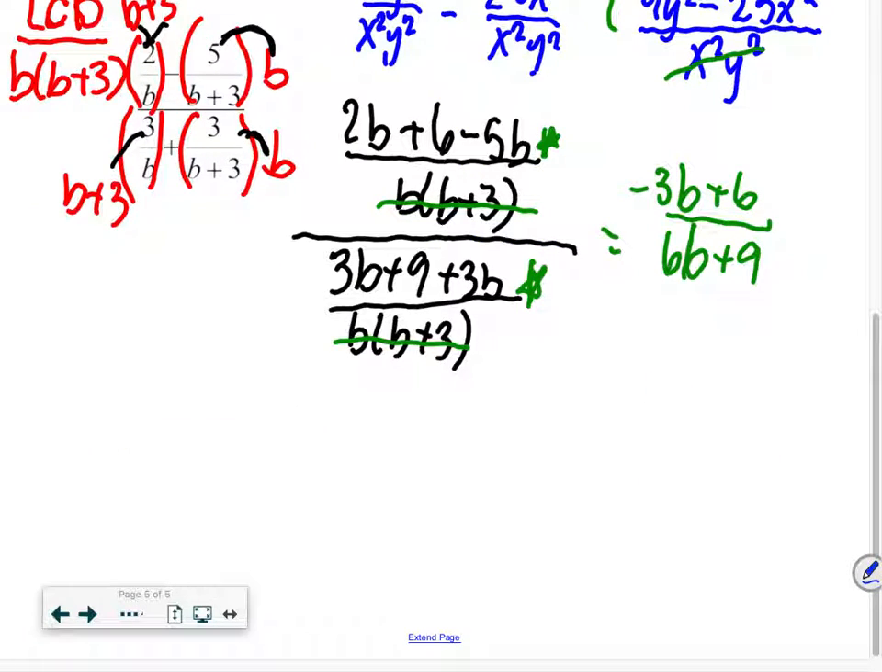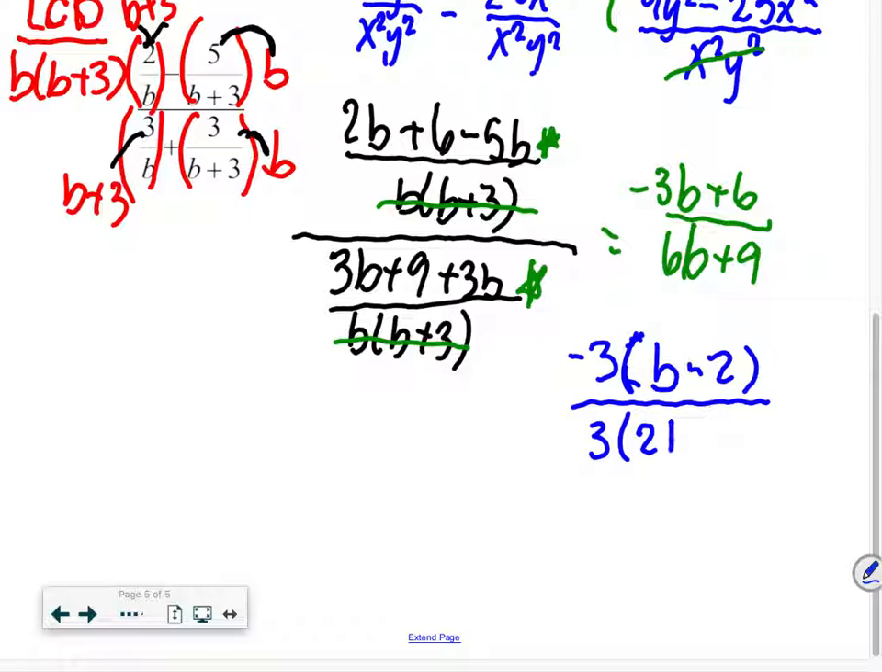What can I pull out of the top, if anything? Negative 3. Negative 3 times B minus 2. On bottom, what can I pull out? 3. And I'm left with 2B plus 3. What cancels? There's 3. So I have negative B minus 2 over 2B plus 3.